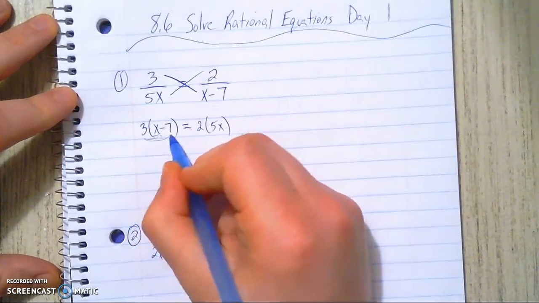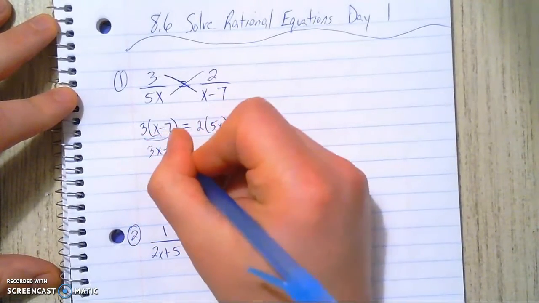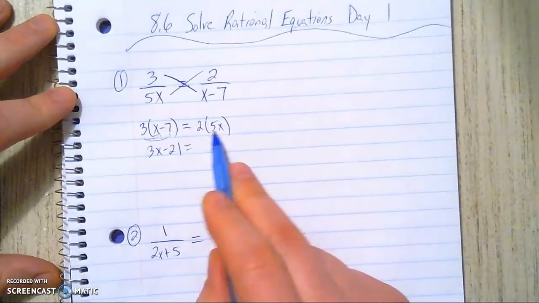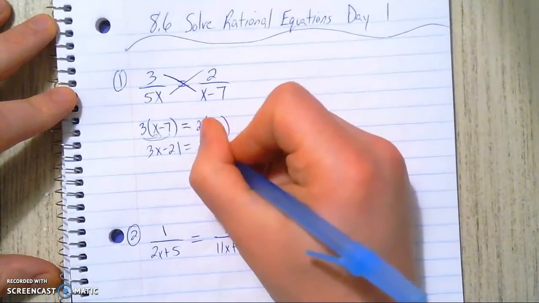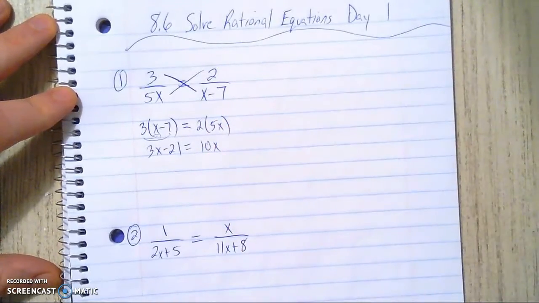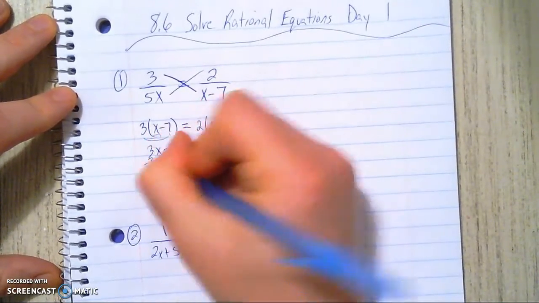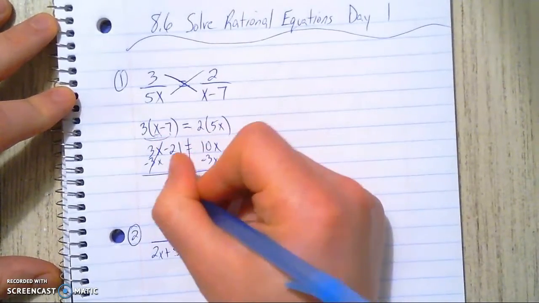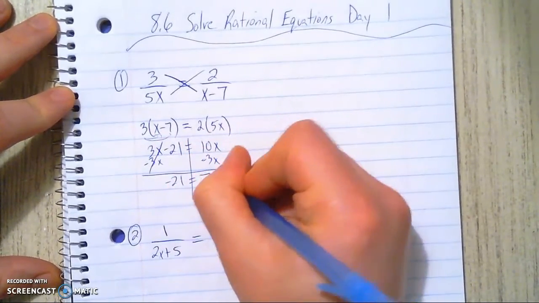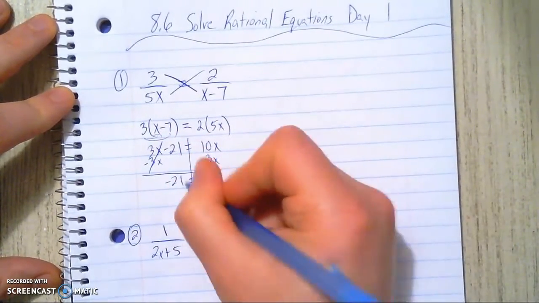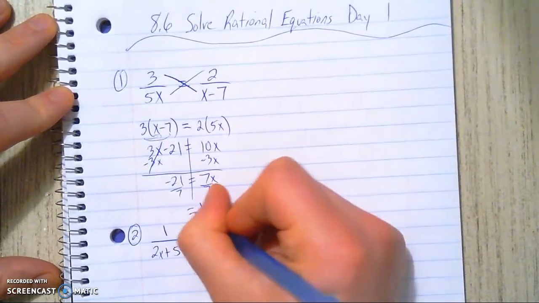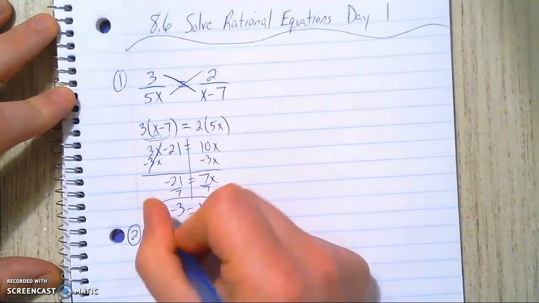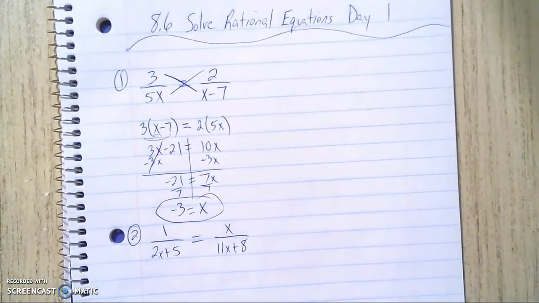Distributive property on the left gives us 3x minus 21. Multiplication on the right, 2 times 5x is 10x. At this point, we can do a minus 3x on each side. Find that negative 21 equals 7x. Then a divide by 7 on both sides. X is negative 3.